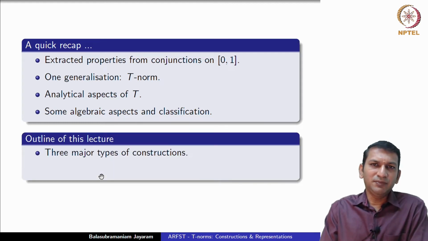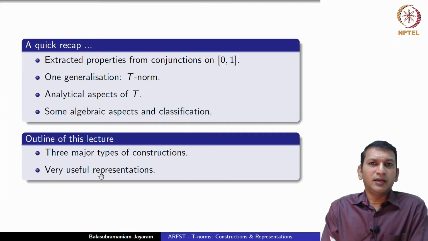In this lecture, we will look at three major types of constructions. Constructions where, if you are given a single T-norm or a couple of T-norms, how to construct a T-norm from these, and also construction from, say, first principles. Through these constructions, we will also see that we can obtain very useful and insightful representations for some subclasses of T-norms.